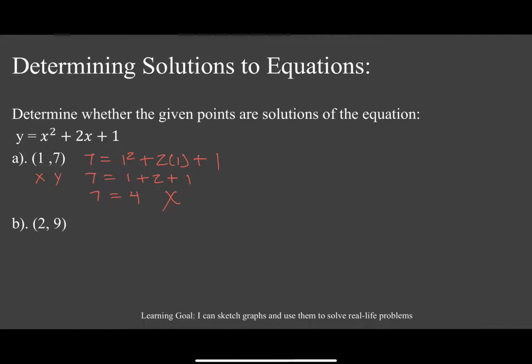And when we check part B and we plug this in, we have 9 is equal to 2 squared plus 2 times 2 plus 1. And when we simplify this out, 2 squared is 4, plus 2 times 2 is 4, plus 1. We end up with 9 equal to 9. In this case, it is a true statement, and so the point 2, 9 is in fact a solution.